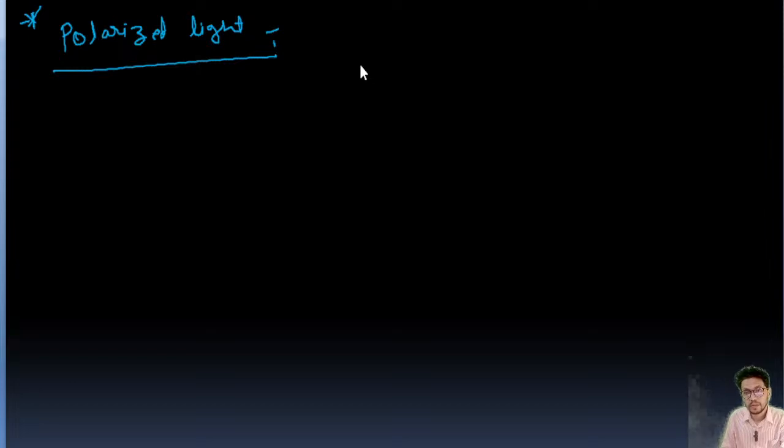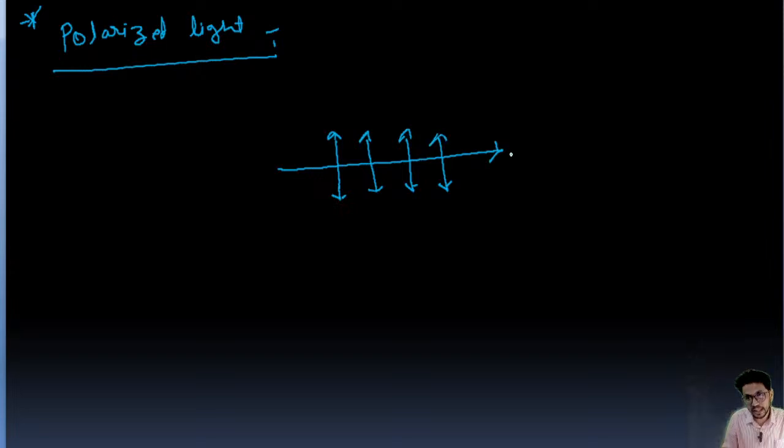Next, polarized light. Polarized light is denoted like this, in one plane. So this is the polarized light, and this is the direction of propagation.